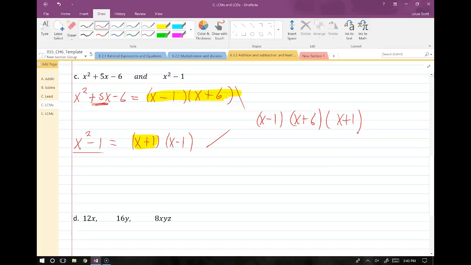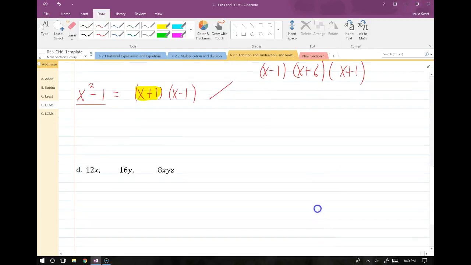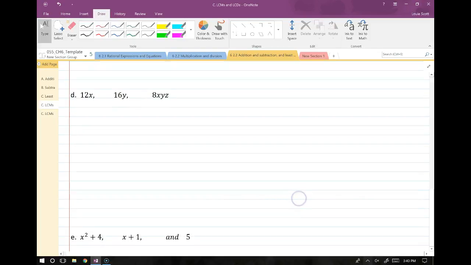After you factor, these ones are actually easier. So sometimes we have to do this with more than one denominator. It's basically the same concept, right? You just have to check all denominators to see if the factors are included. And sometimes your numbers get really large with this.